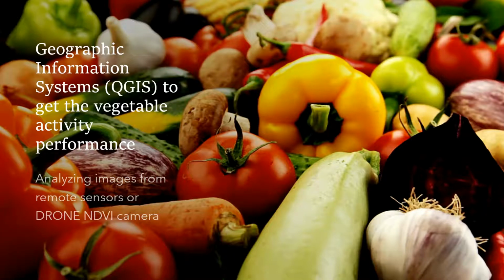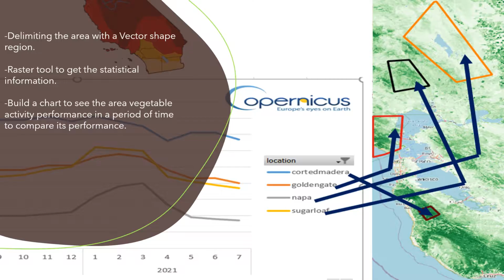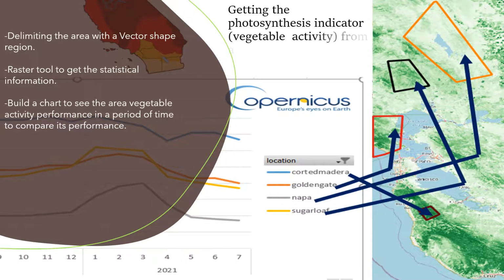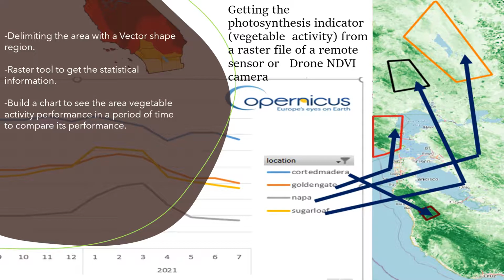So this course is about how to use the Geographic Information System, specifically using QGIS to get the vegetable activity performance. We are going to analyze images from remote sensors or drone NDVI cameras. The objective of the course is that we are going to delimit the area with a vector shape region. Then we are going to use the raster tool to get the statistical information, and we are going to build a chart to see the area of vegetable activity performance in a period of time to compare its performance.